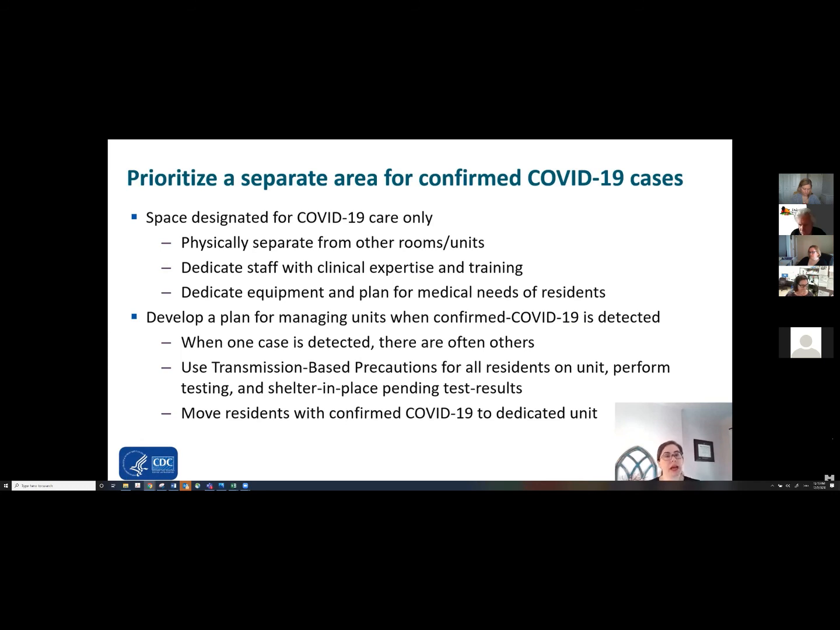However, we do recognize that sometimes it is challenging, and because of testing resources or PPE or staffing resource issues, it's hard to focus that broadly on your entire facility. So we recommend that you at least consider thinking about using transmission-based precautions and performing testing on that unit where that individual with COVID-19 was residing. And then once you do confirm individuals are positive, that they then are moved to the dedicated COVID-19 unit.